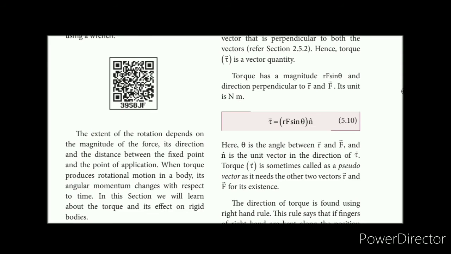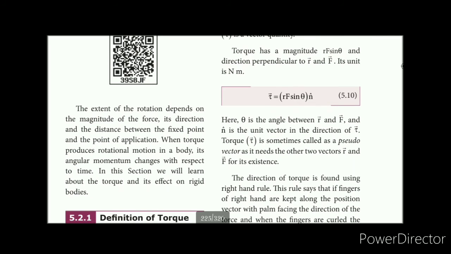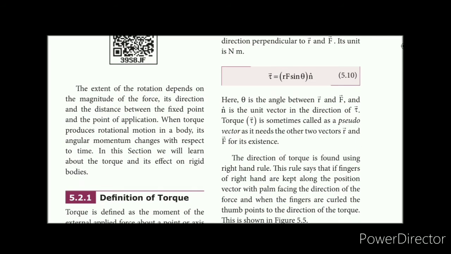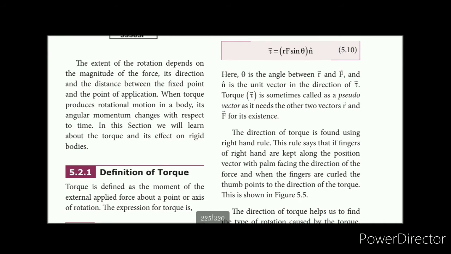So we can write it in the form of sin theta: r F sin theta n cap. Here theta is the angle between the r vector and F vector, and n cap is the unit vector in the direction of the torque vector. The torque is sometimes also called a pseudo vector, as it needs the other two vectors, r vector and F vector, for its existence.